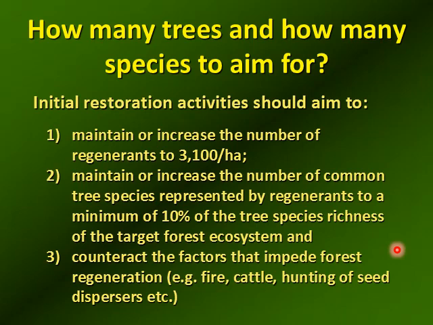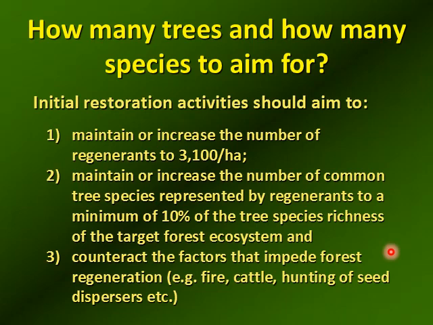You want to maintain or increase the number of tree species represented by regenerants to a minimum of approximately 10% of the tree species richness of the target forest ecosystem. The problem is you might not know the total number of species in the target forest ecosystem, and therefore you might not know what is 10% of that value.